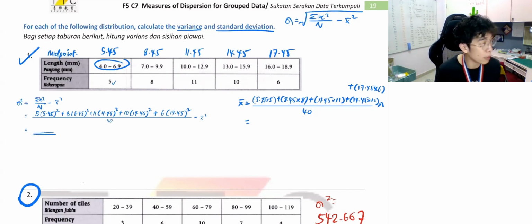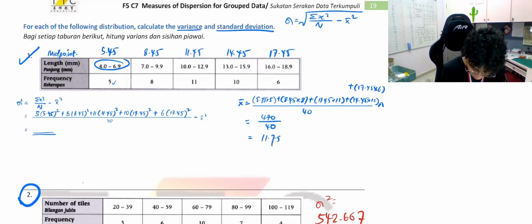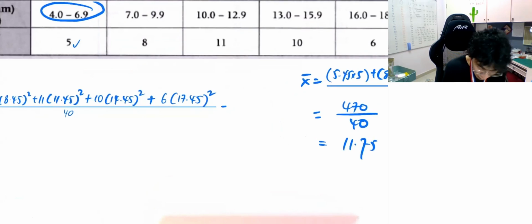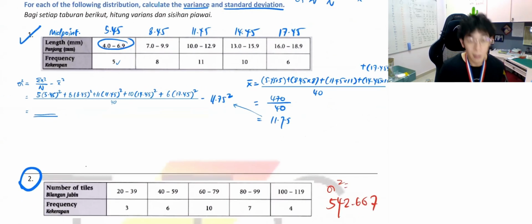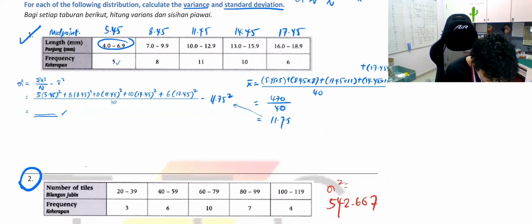I'll give you the answer because I calculated part of it already. It will be 470 divided by 40, which is 11.75. So you erase this part and replace it with 11.75 squared. Now really press it out. Get the final answer and see whether you get the same answer as mine. Just tell me in the chat your final answer. That's your variance. For standard deviation, we're going to square root the answer later.